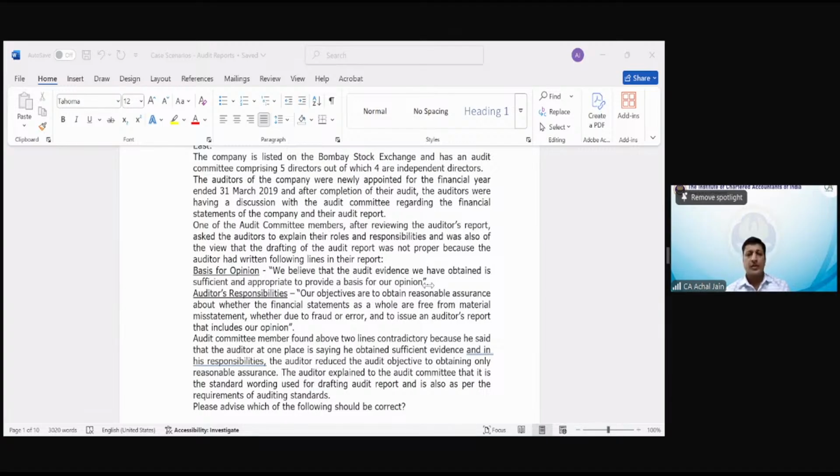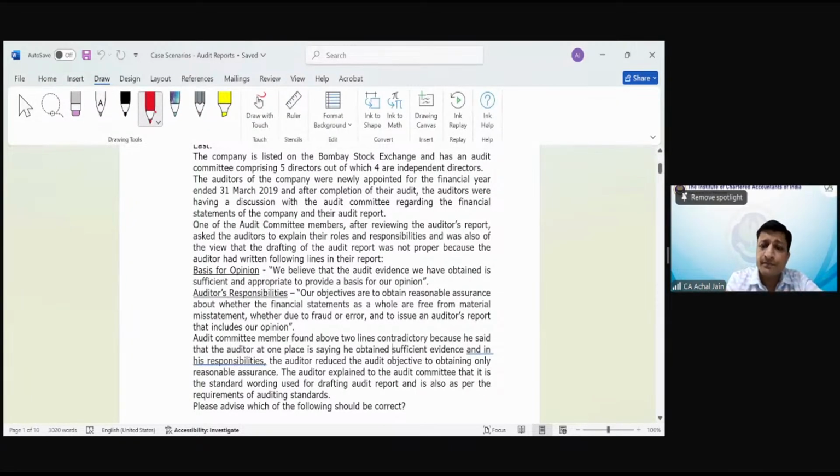Shreya says no, sir. That's not valid. Okay, so now in this case, let's try to understand. See, if the auditor says that he has obtained sufficient evidence, does it mean that he has done 100% checking? Answer is no.